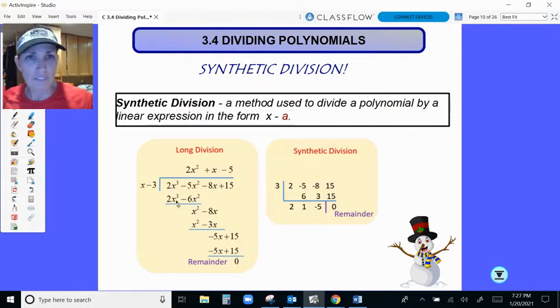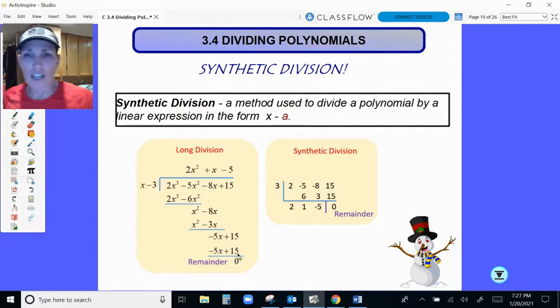So first of all, synthetic division is a method used to divide a polynomial by a linear expression in the form of x minus a. So that's really important, okay? No coefficients in front of x. I mean, you can divide, but it gets kind of messy. So for our purposes, we're only going to divide by a factor x minus a, okay?